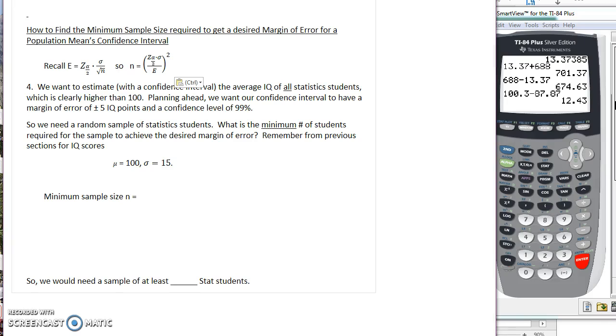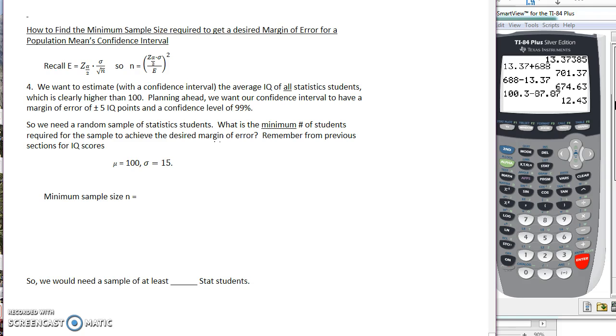All right, and for our last video of Chapter 7, what we're going to take a look at is the minimum sample size required to get a desired margin of error for a population mean confidence interval. So if we want to estimate a population mean, how do we find that sample size? Well, how we would do that is we are going to take our z alpha over 2 value, times it by our standard deviation, divide it by the error, and square it.